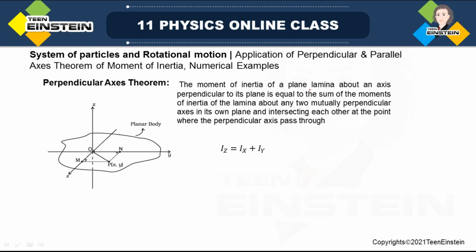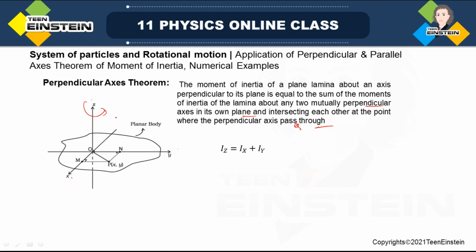The moment of inertia of a plane lamina or any planar object about an axis perpendicular to its plane is equal to the sum of the moments of inertia of the lamina about any two mutually perpendicular axes in its own plane, intersecting each other at the point where the perpendicular axis passes through. Look here in this lamina, x and y axes are in the plane of the lamina, and this is an axis which is perpendicular to the plane of the lamina.